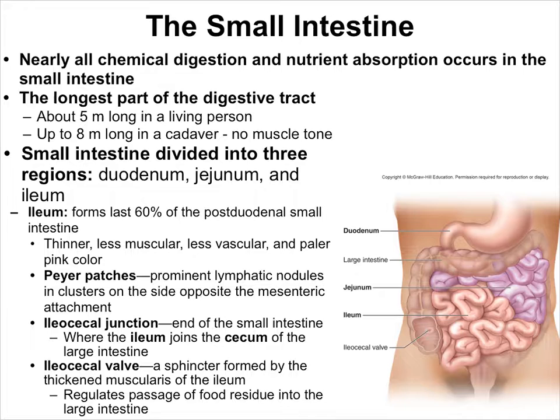The ileum, which you see here, is the rest of the small intestine. It's the second 60% after the duodenum. It's thinner, less muscular, less vascular, and more of a pale pink color when seen in the body. Most of the nutrients have already been digested and absorbed by the time chyme gets to the ileum.